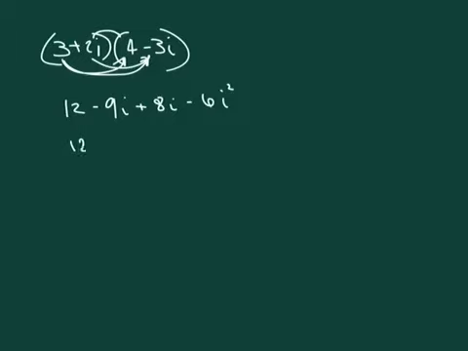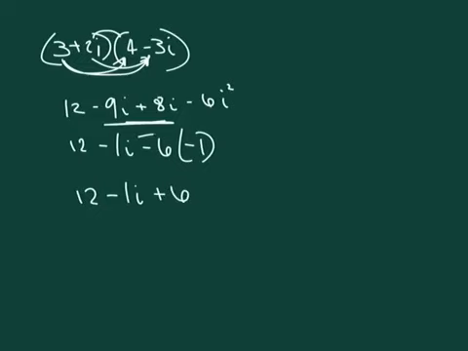All right, so 12, I'm going to combine those. Minus 6, and i squared is negative 1. So 12 minus 1i plus 6, because these two multiply, two negatives, and you can get rid of this here. 12 plus 6 is 18. And there you go. That's it.